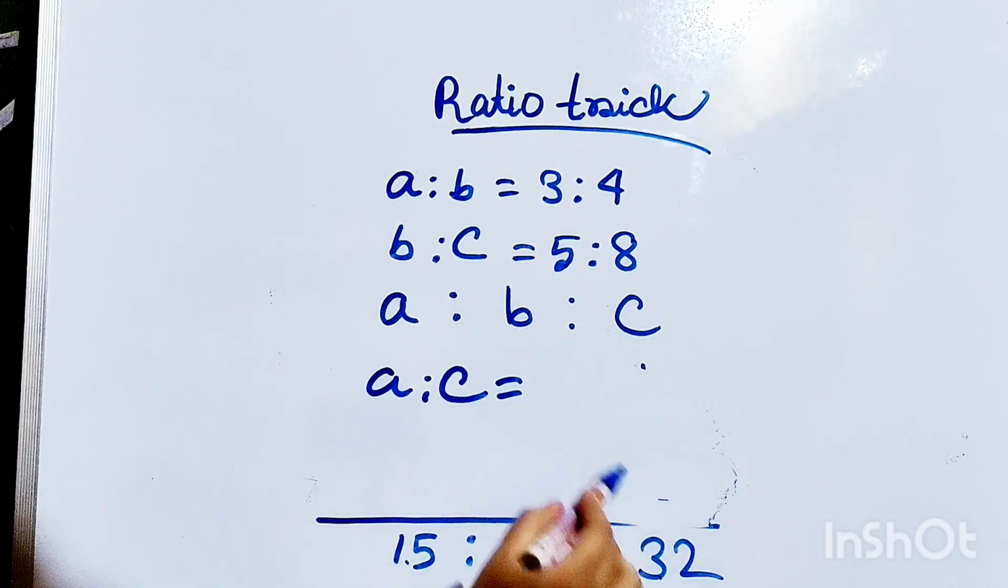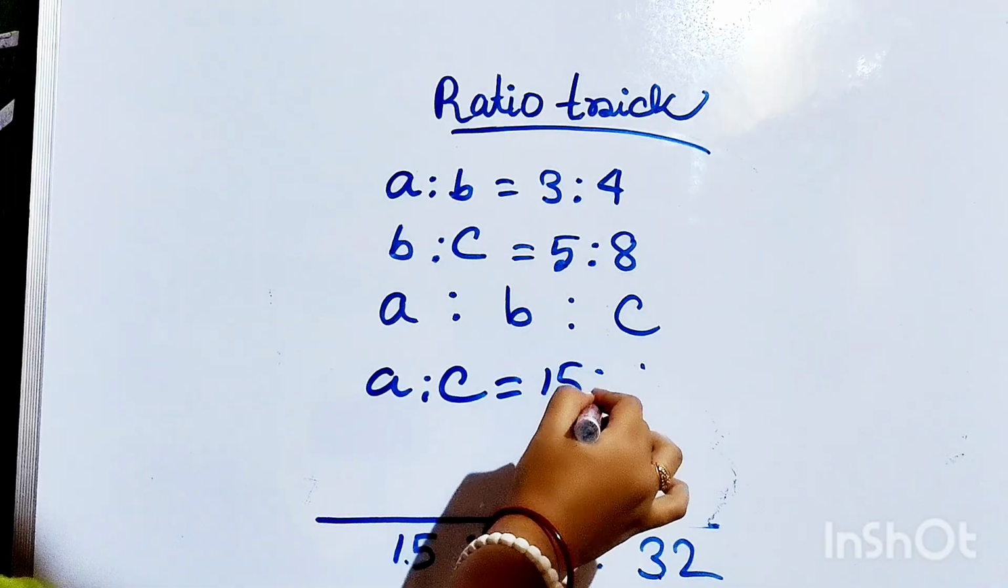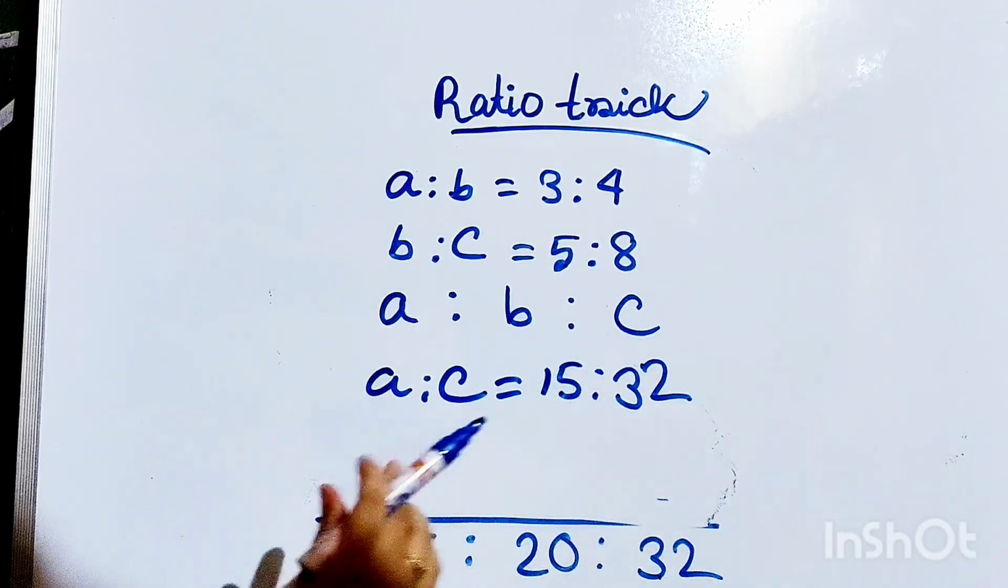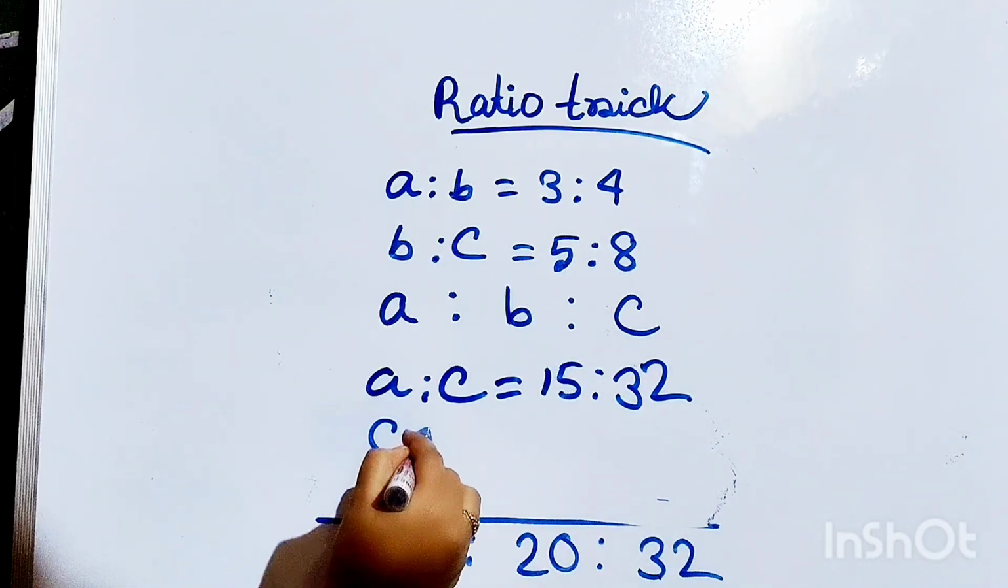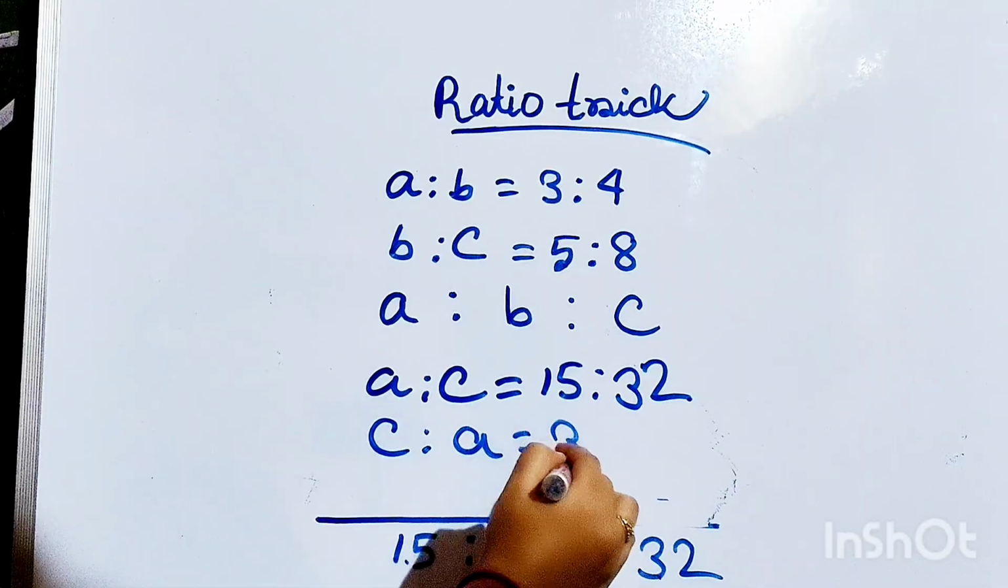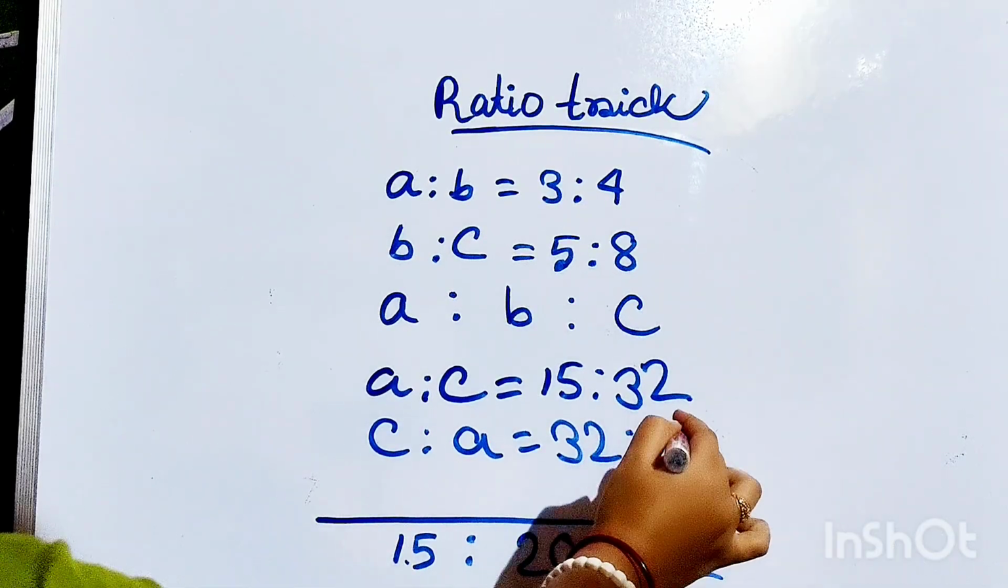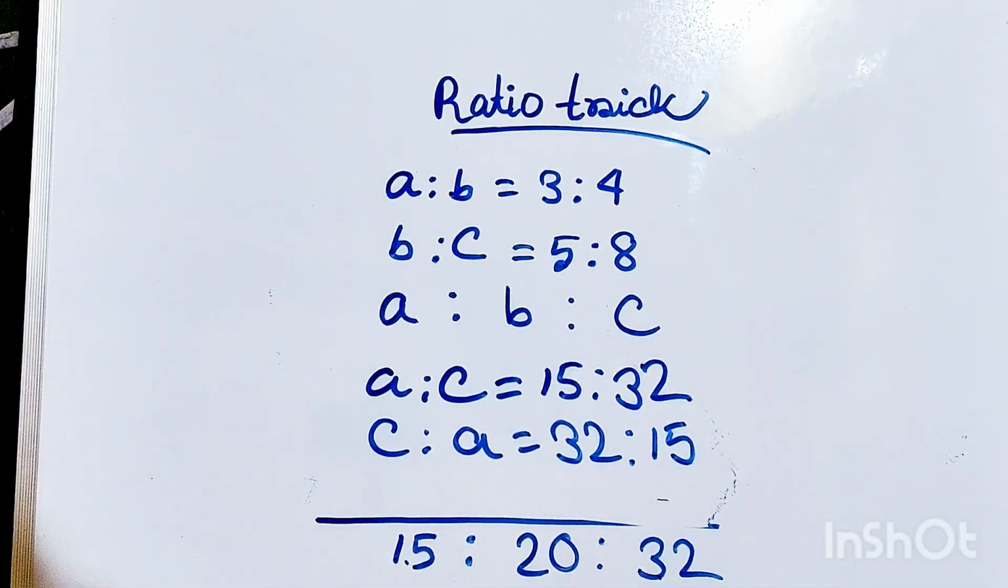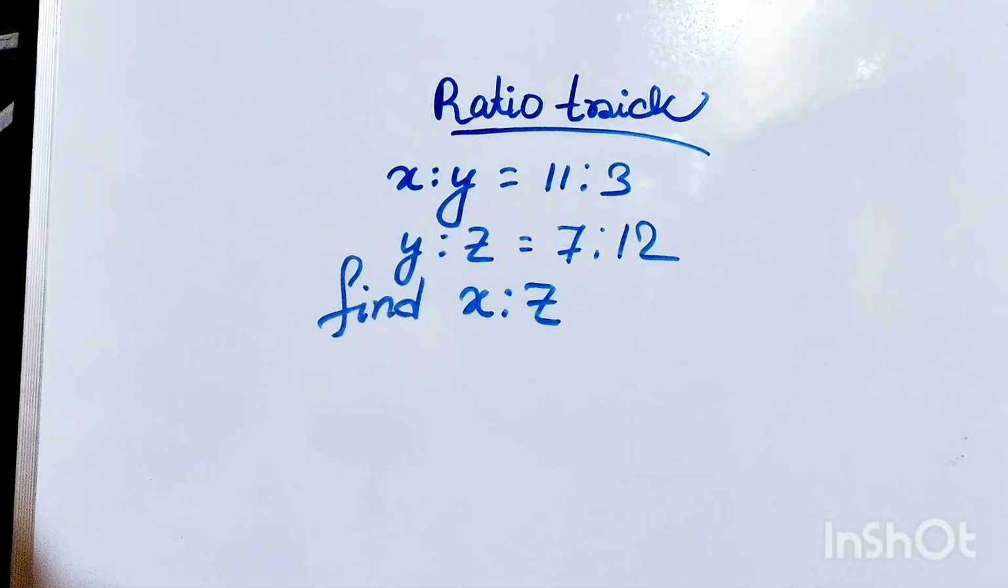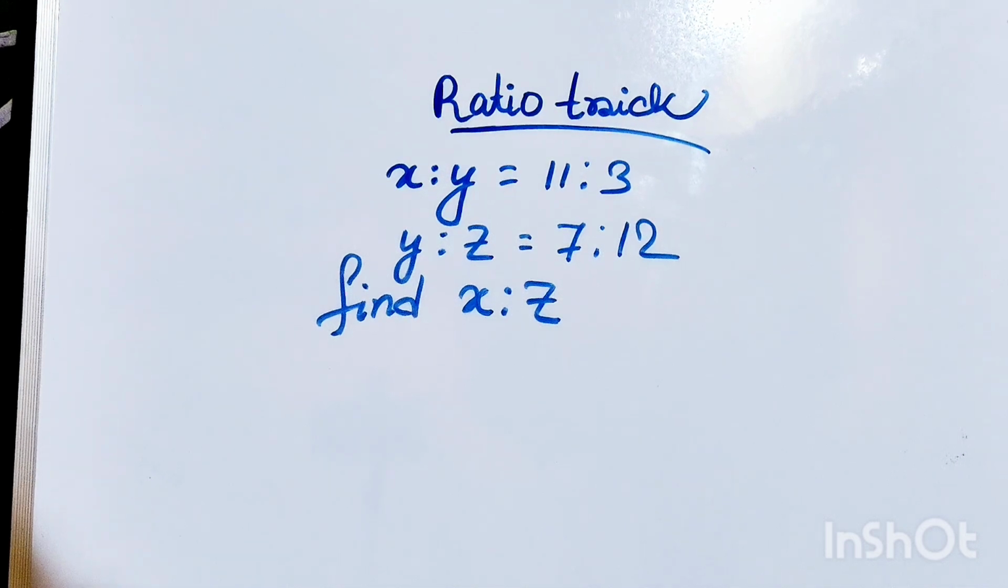Now from the same question we can solve A is to C and C is to A. A is to C means you have to take the value that is present in the house of A and the value that is present in the house of C. So 15 is to 32, that will be the value of A is to C. Just remove the value of B. Now C is to A means reverse it, that is 32 is to 15. And A is to B is to C I have already told.